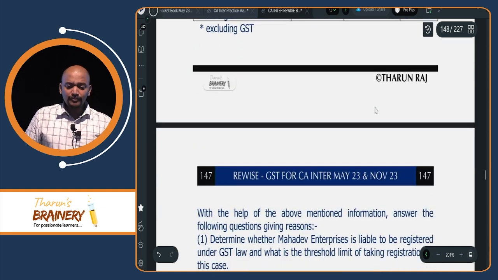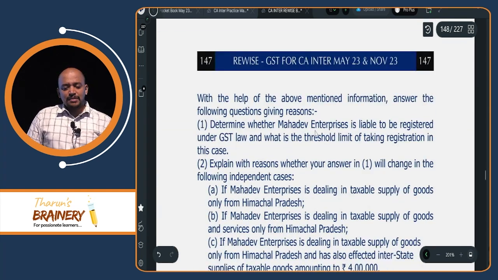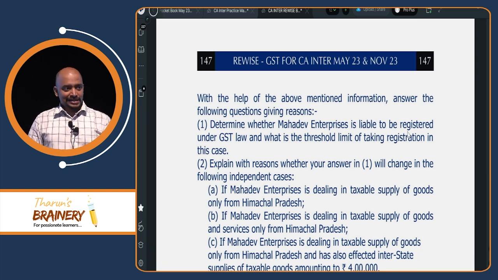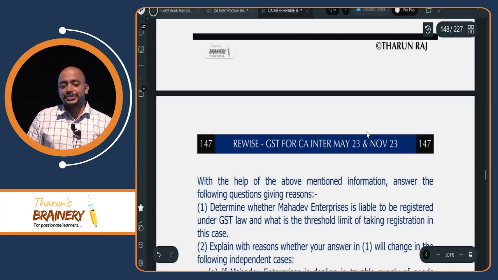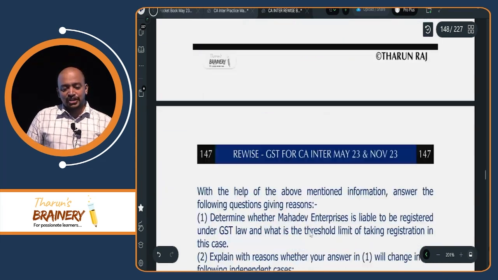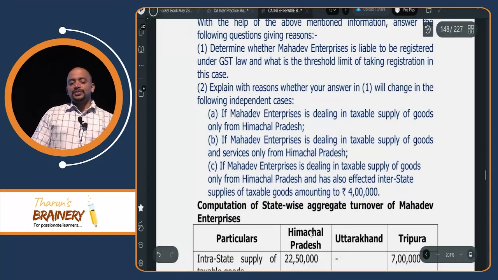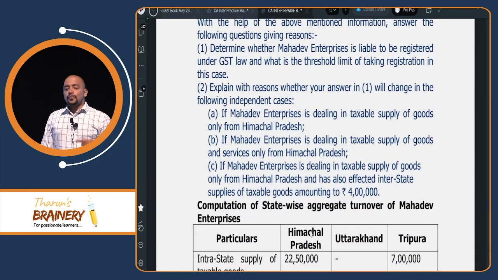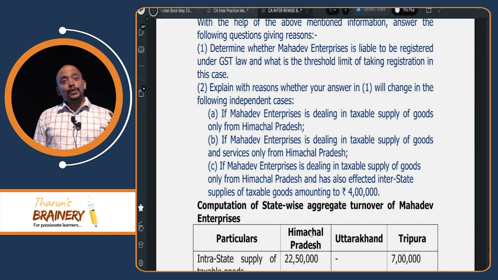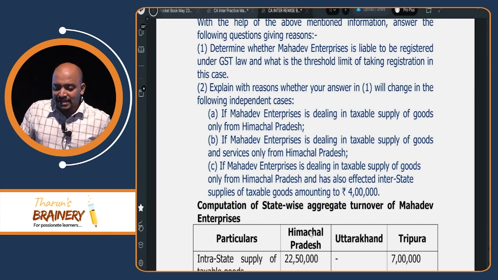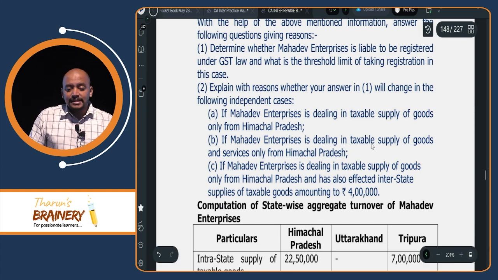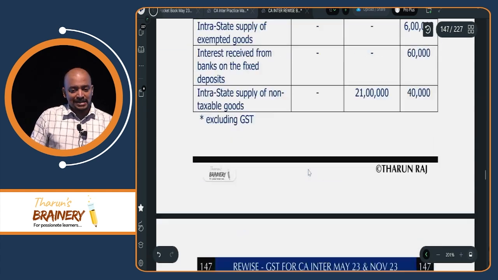Understood? Now, determine whether Mahadev Enterprises is liable to be registered. Yes, because the applicable threshold limit is 10 lakhs and their aggregate turnover exceeds 10 lakhs. And what is the threshold limit? 10 lakhs, and they need to register in Himachal Pradesh and Tripura. Now, explain with reasons whether your answer in 1 will change in the following independent cases. A. If Mahadev Enterprises is dealing in taxable supply of goods only from Himachal Pradesh.